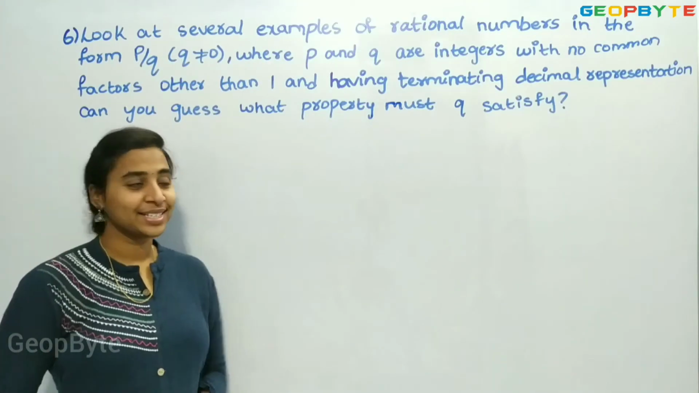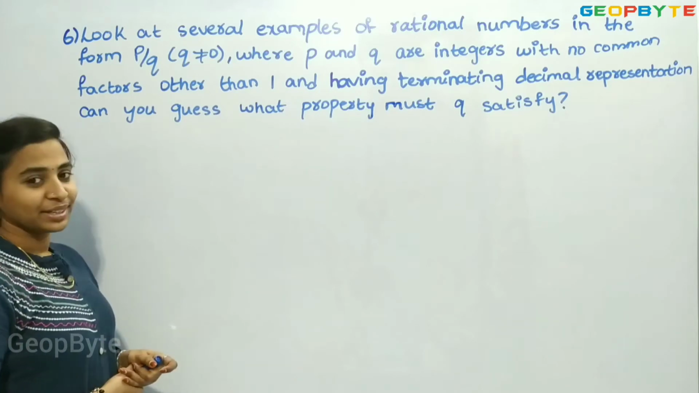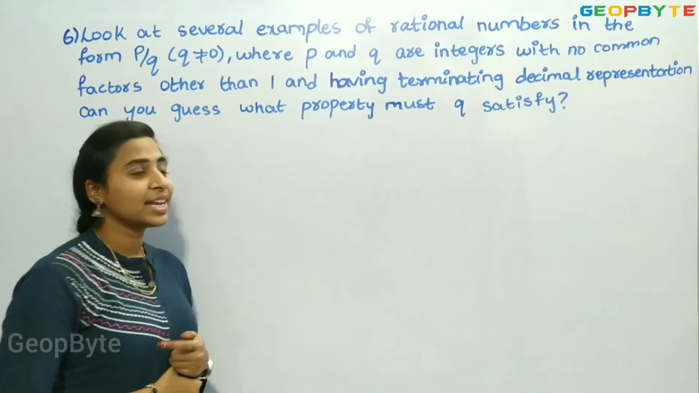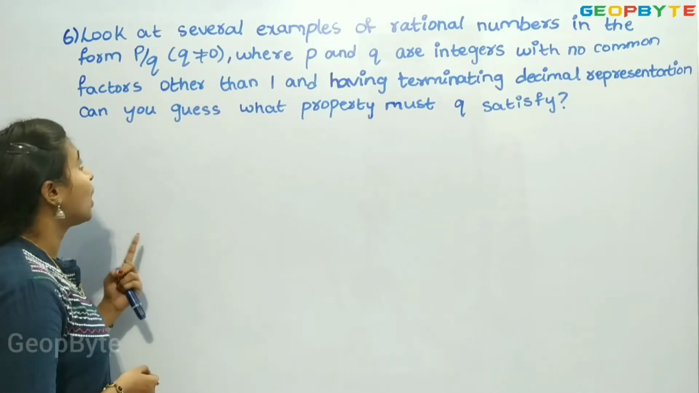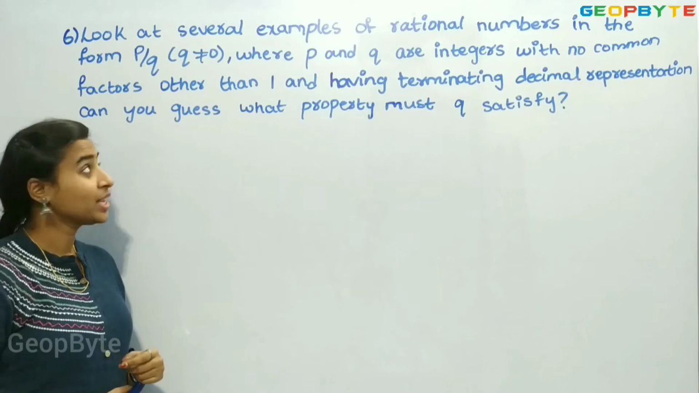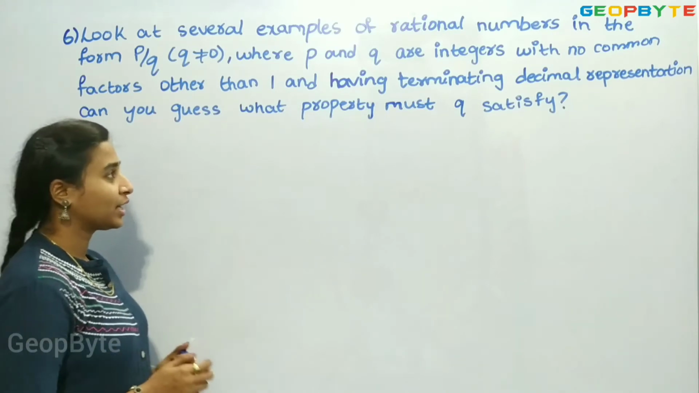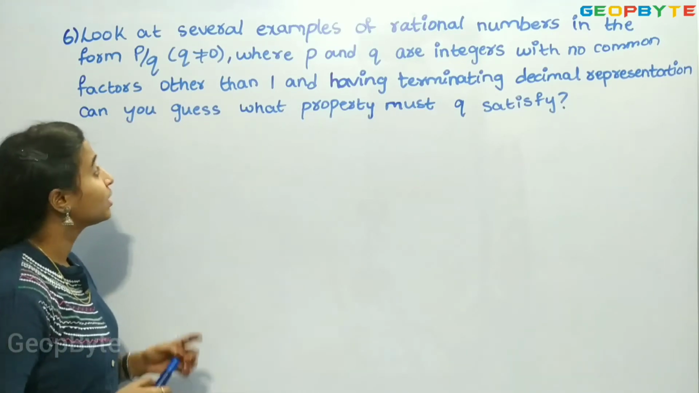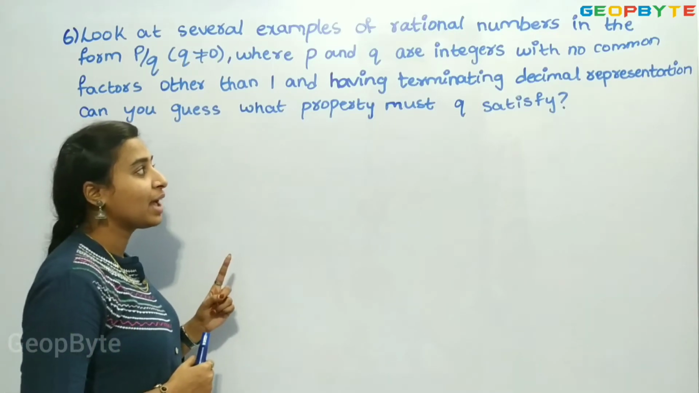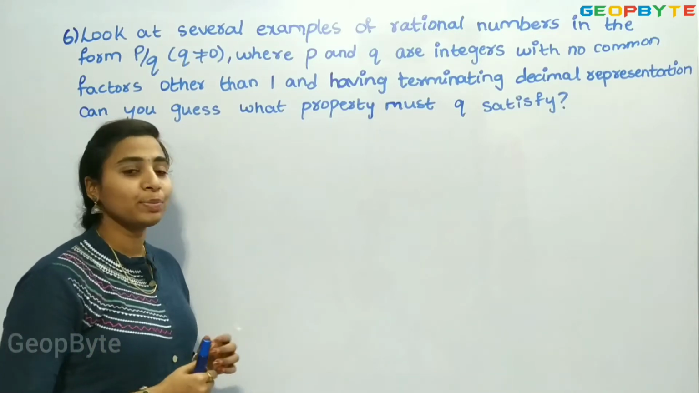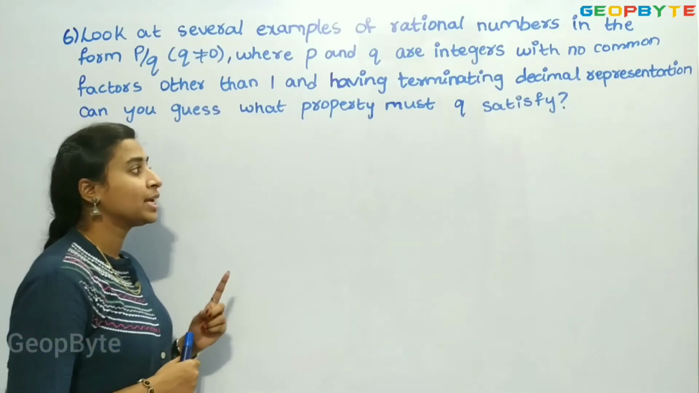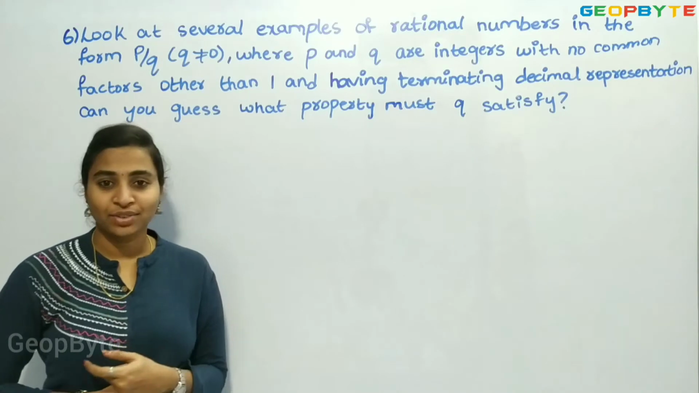Now let us see the sixth question. Look at several examples of rational numbers in the form p by q, q not equal to 0, where p and q are integers with no common factors other than 1 and having terminating decimal representation. Can you guess what property must q satisfy?